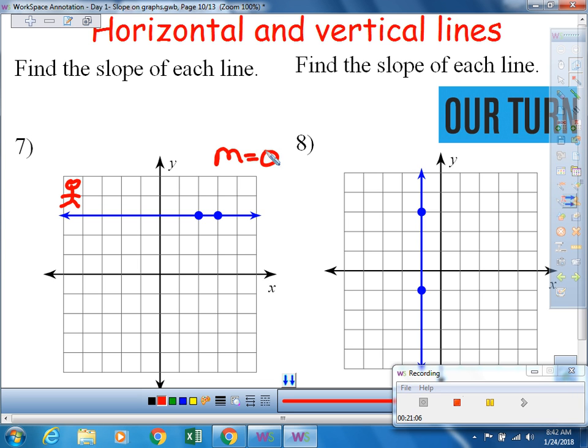Okay, now, guys, let me show you why it is 0. How much did you rise up or down? So 0 over, how much did you run over? 1. What's 0 over 1? 0. So you don't need to do that. You just have to know that's 0. Now, what's this one? So you would say m equals undefined.